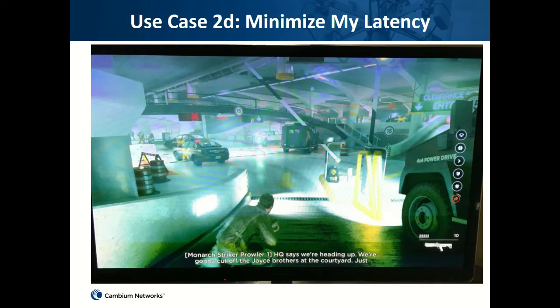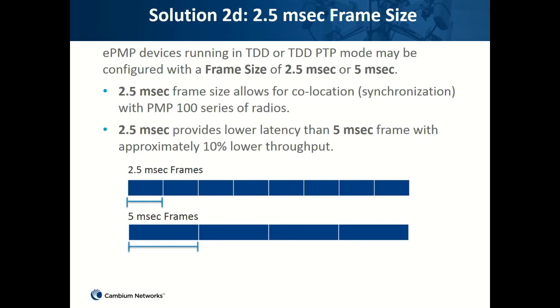Now, what if, in addition to all these good things that multiple sector has to offer, you want decreased latency? I might have a lot of gamers for some reason, like maybe I'm servicing a college campus or something like that. So what do I do then to satisfy that use case where, bam, latency is so important to everybody? What we did with an ePMP is, in addition to the 5 millisecond frame, we came up with a 2.5 millisecond frame. There's two benefits.